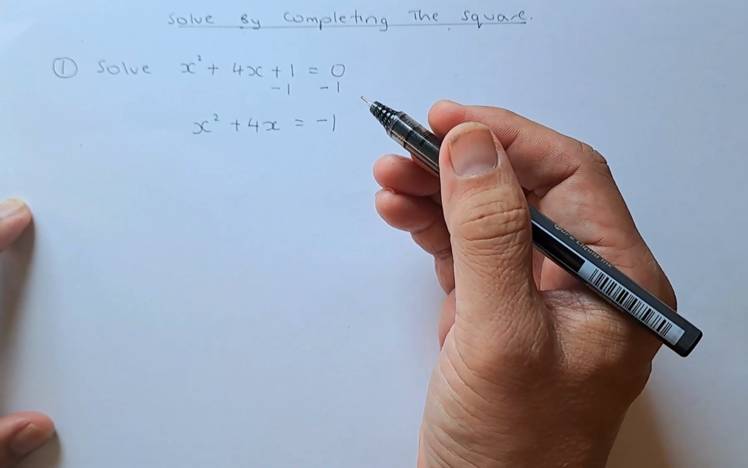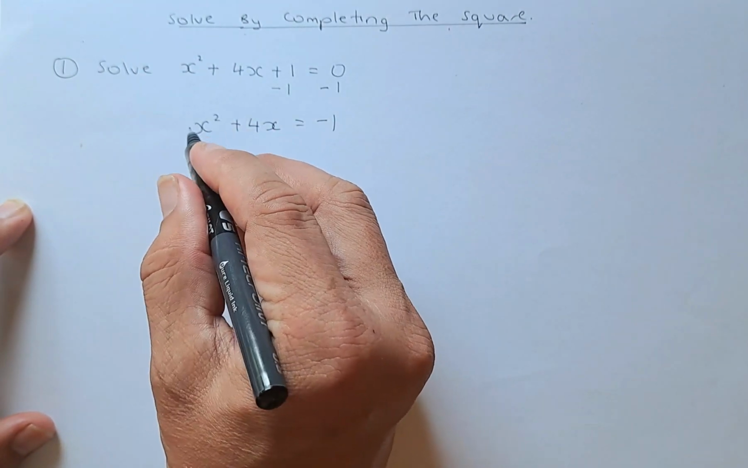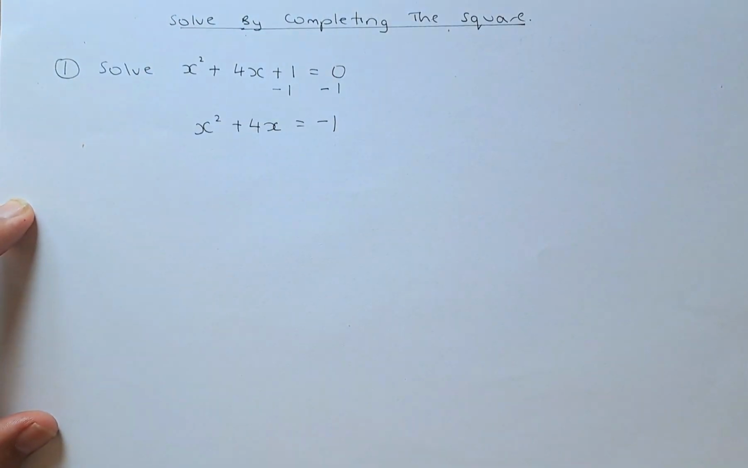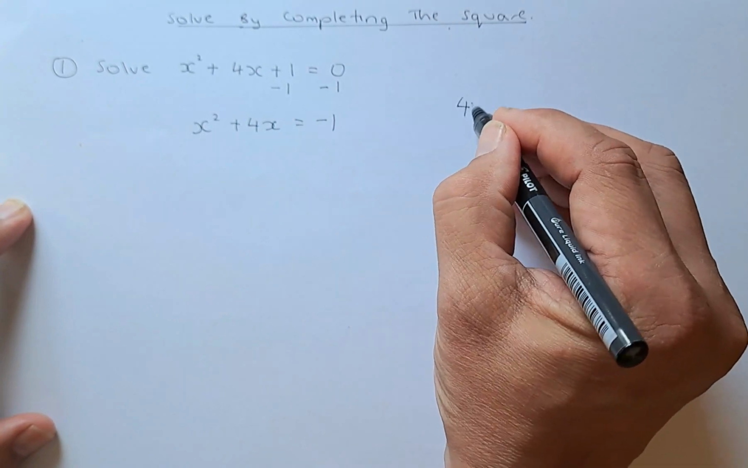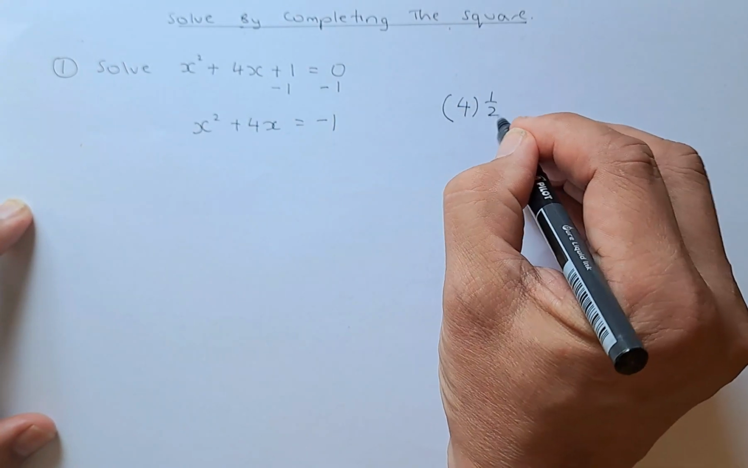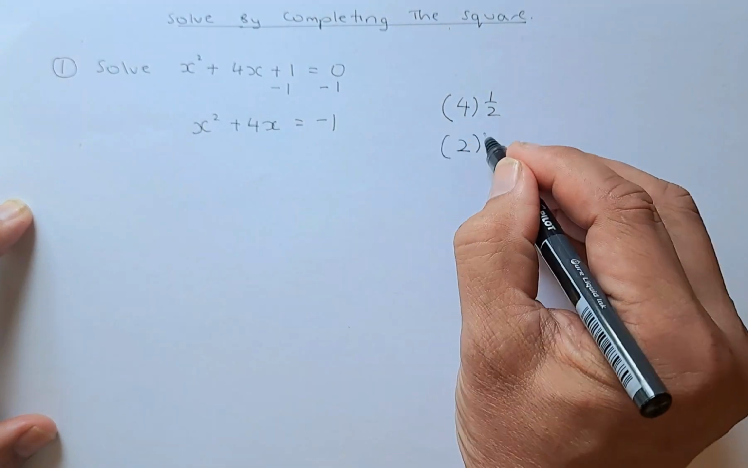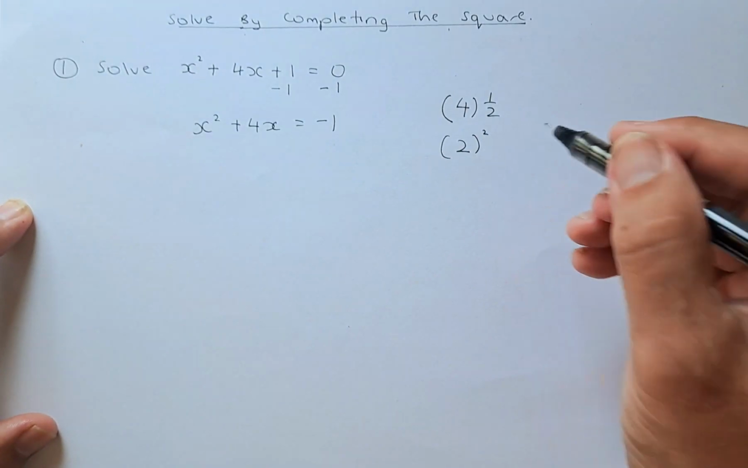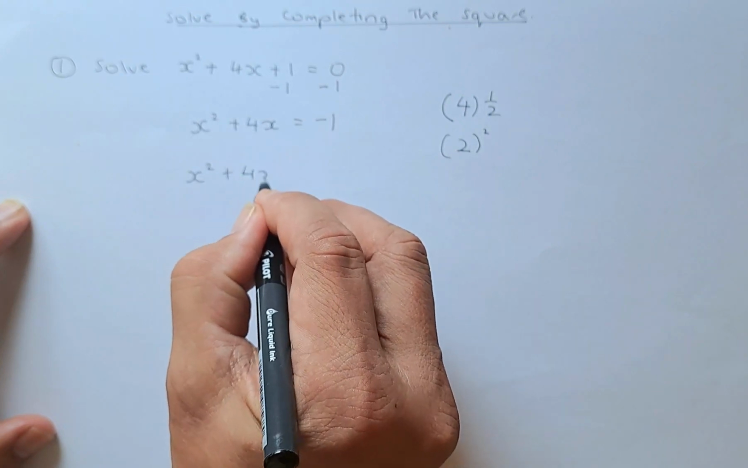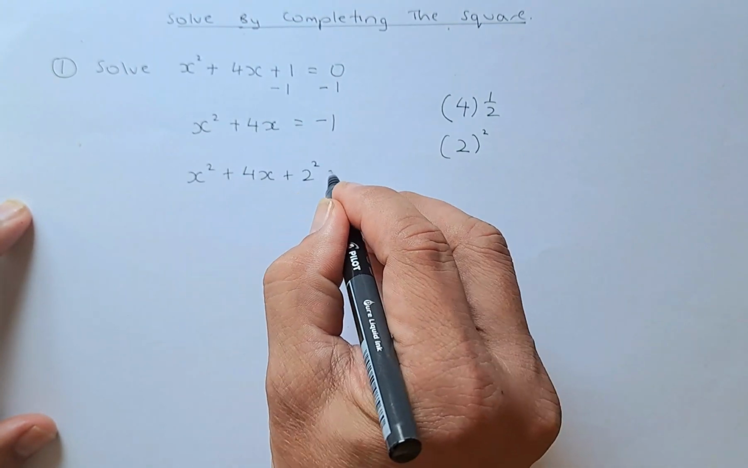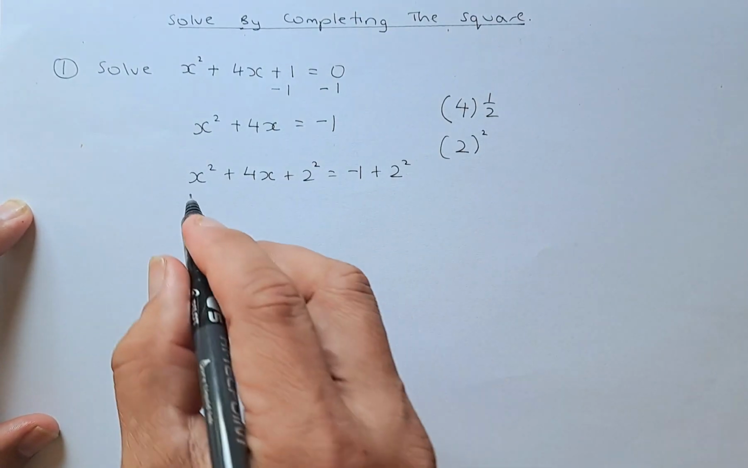So that's the first step. Now you want to make the coefficient of x squared 1. We are lucky, it's 1, so we don't have to do anything. Now we want to make it a perfect square. So we take the 4 and multiply by half. 4 multiplied by half, you get 2, and then you need to square that number, and add 2 squared to both sides of the equation. So it's going to be x squared plus 4x plus 2 squared equals minus 1 plus 2 squared. Now you can make it into a perfect square.